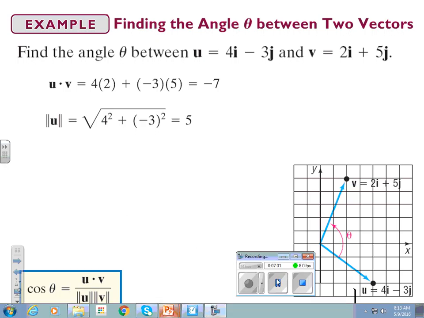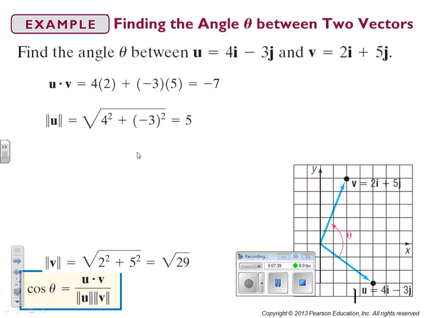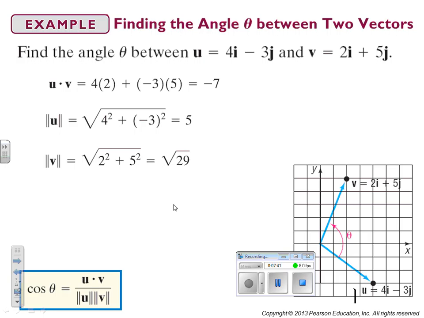Okay, sorry, this is correct. 16 plus 9 is 25, and the square root of 25 is 5. And then the magnitude of v we found in the previous problem: 2 squared plus 5 squared, square root is root 29.